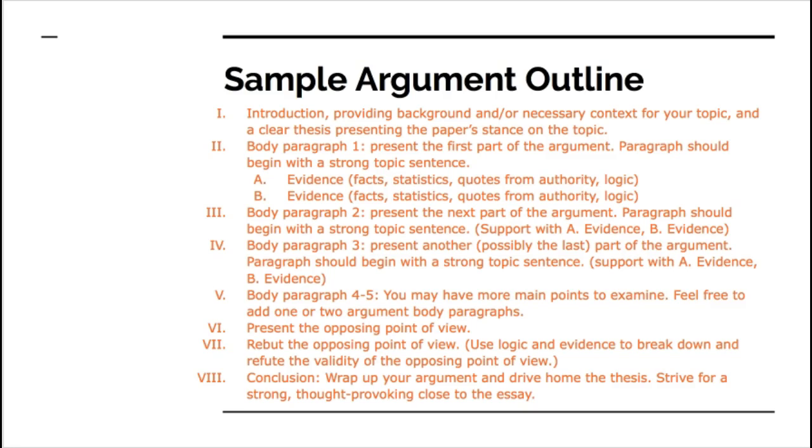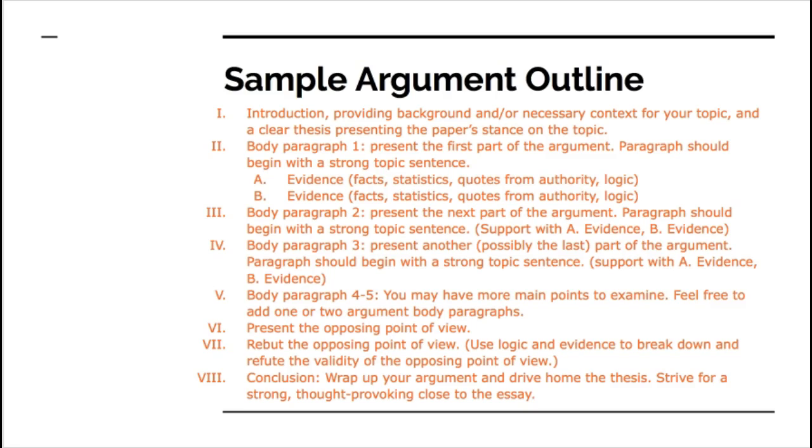In Roman numeral 2, you're going to begin with your first body paragraph. When I write an outline, I start with the topic sentence as the first line of that Roman numeral. And then underneath that, I would list my evidence, my facts, my statistics, my quotes from authority, my logical reasoning. I would list those as A and B and C. And you could do this in Google Docs.